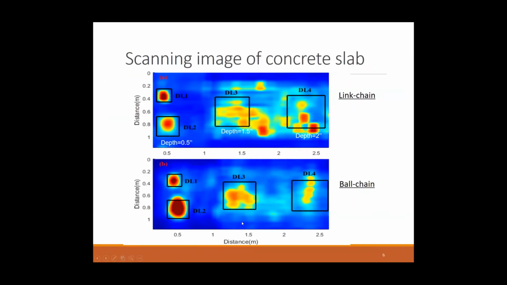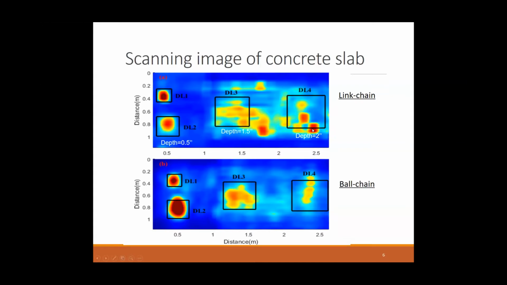Okay, so this is a result from a test slab in a laboratory. This concrete slab has 4 artificial delaminations at depths from half an inch to 2 inches. We know the deep delamination will be more difficult to detect. Here I want to explain that in a real situation, usually the boundary is less rigid than the artificial delamination. So in the real delamination case, a 2-inch deep delamination is actually quite easy to detect.